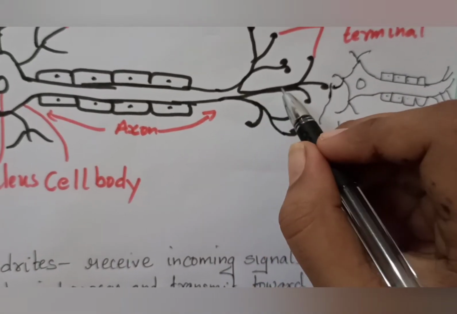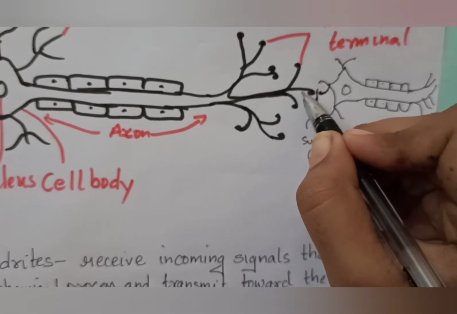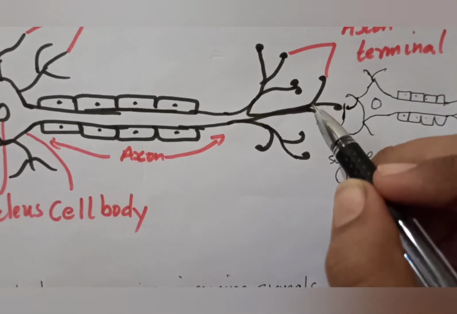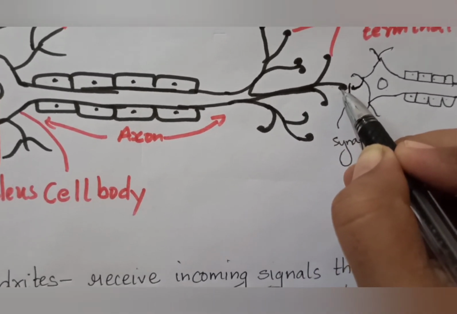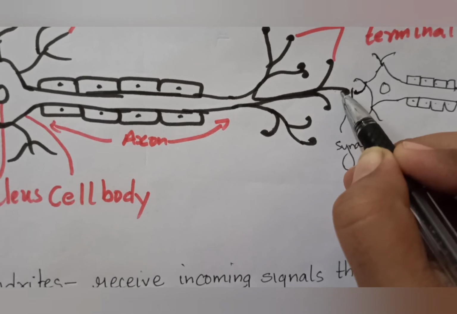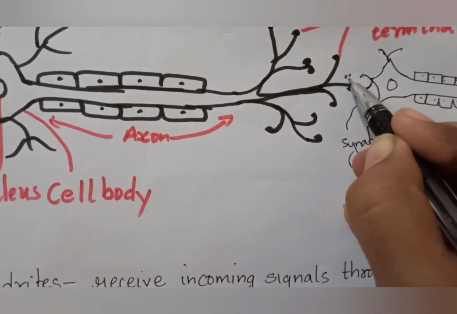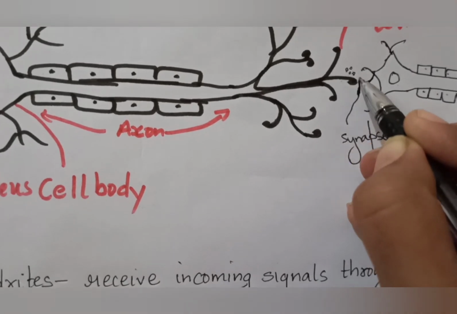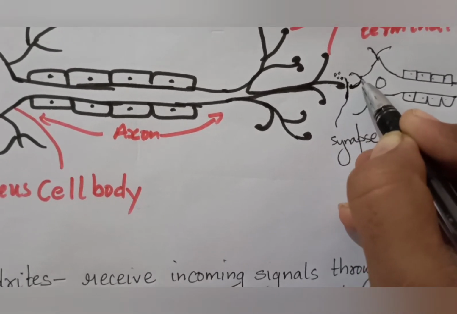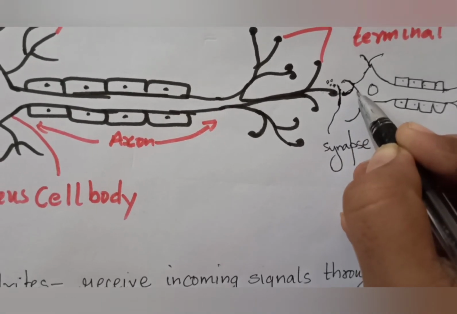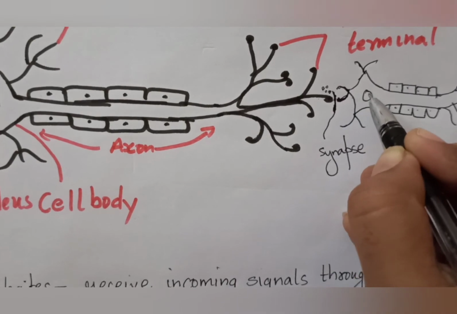So when the electrical signal reaches the axon terminal, it generates a chemical reaction which produces chemicals, and these chemicals cross this gap and reach the dendrites of the next neuron, and the process goes on similarly.